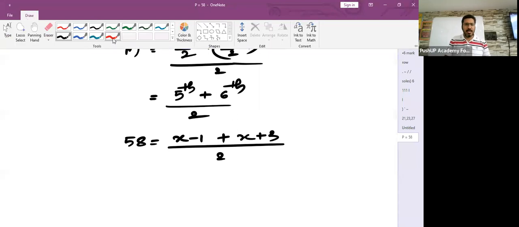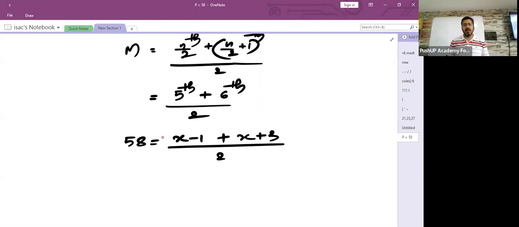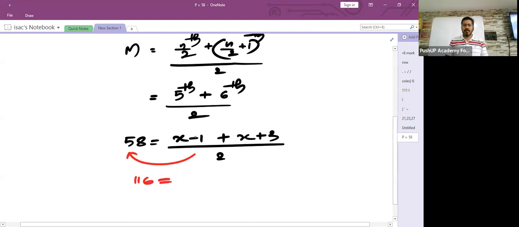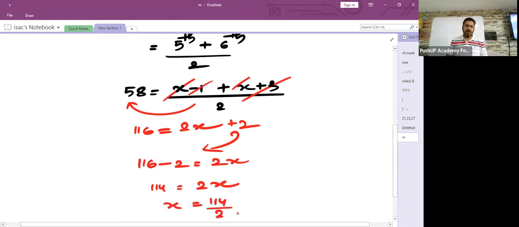Now, this is looking like a pure linear equation, isn't it? A linear equation which is defined in only one variable x. So children, 2 will get multiplied to the left-hand side, you will get 116, which is equal to x plus x, which is 2x. Minus 1 plus 3 is 2. Now bring this 2 from the right to the left-hand side. You end up getting 116 minus 2, which is equal to 2x. So 116 minus 2 is 114, that is equal to 2x. Therefore, x is equal to 114 divided by 2, and that is equal to 57. This is your answer. Good job.